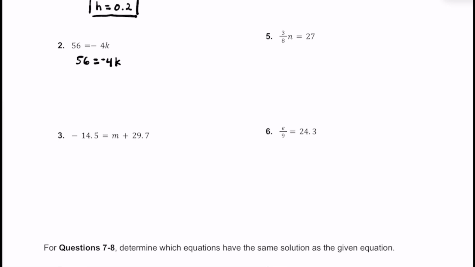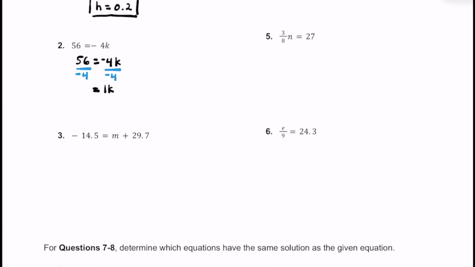Now, what we're going to do here to get k alone is, the goal is to get 1, or a coefficient of 1, rather. So we can do that by dividing the right side by negative 4. And this is the division property of equality, when we divide both sides of the equation by the same number. All right. Now, if we do that on the right side of the equation, this negative 4 divided by negative 4 is going to cancel out to just be a positive 1. So that's just going to be 1k, which is the goal.